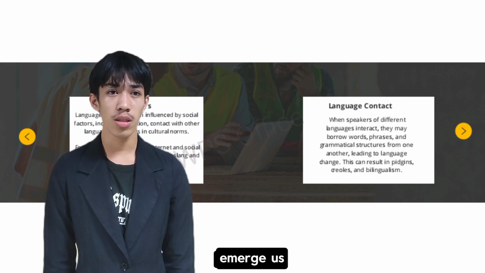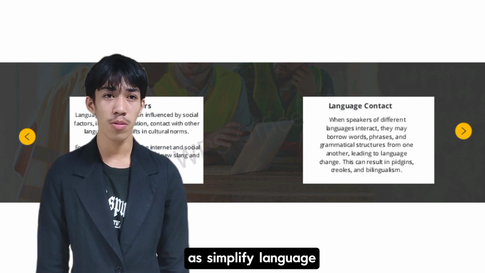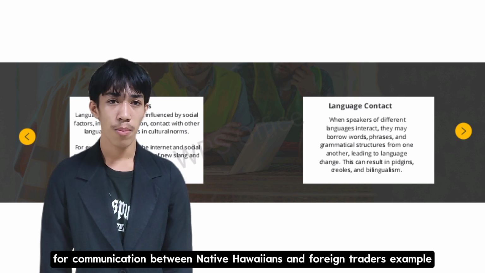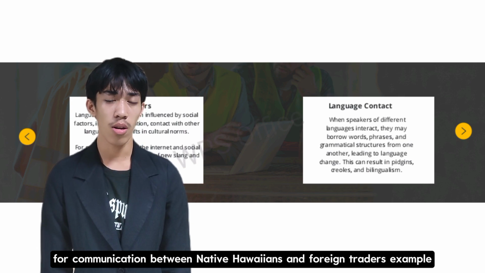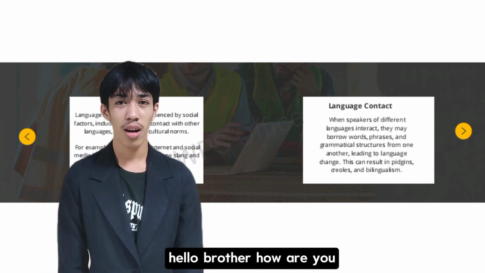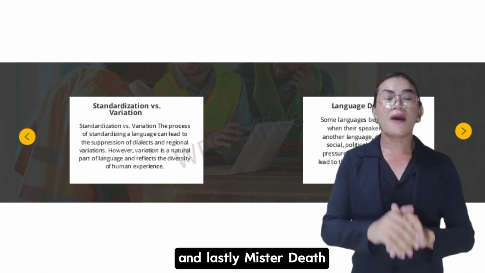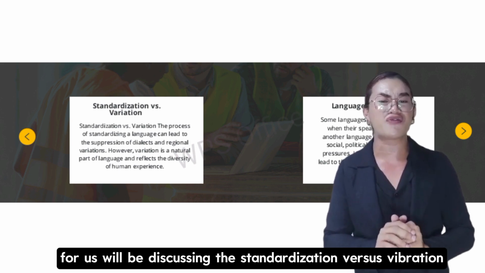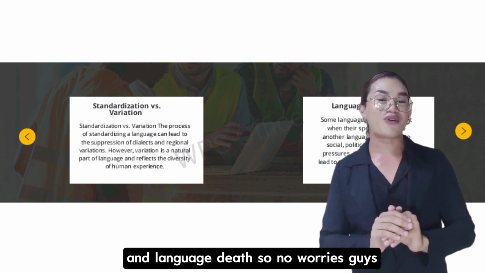Pidgin emerged as a simplified language for communication between native Hawaiians and foreign traders. Example: aloha, bro, how are you stay? Hello brother, how are you? And lastly, Mr. Dan Flores will be discussing the standardization versus variation and language death.